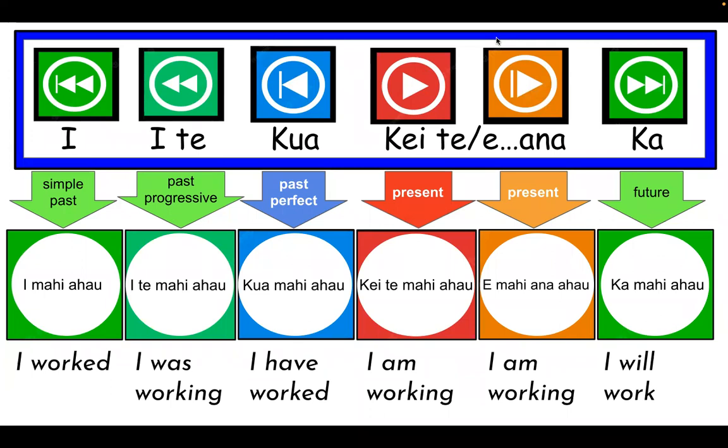So for these example sentences, I've used the word mahi for the action word, which means to work. For the kaimahi, I will use aho, which means I. So let's start with kei te. Kei te relates to the present tense. Using kei te indicates that the action is happening in the here and now. In English, these verbs or action words usually end with ing. For example, kei te mahi aho, I am working.